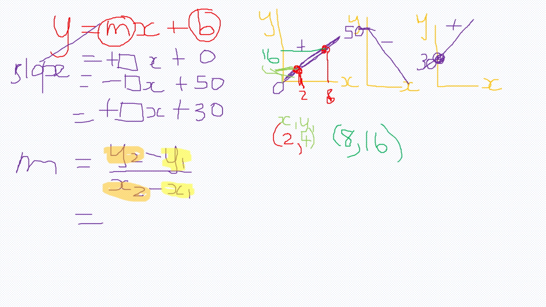Now we would once again label it, and this would now be our x2 and this will be y2.